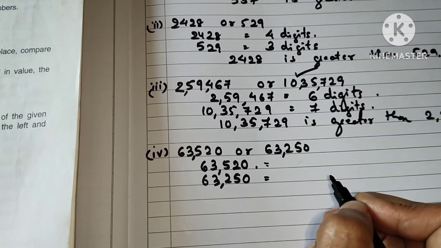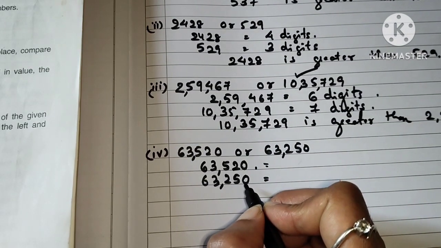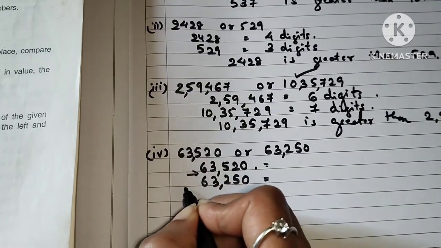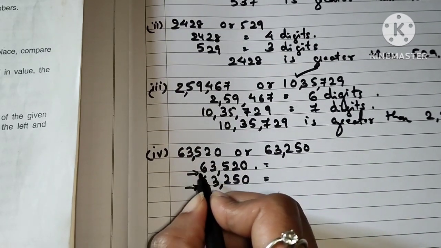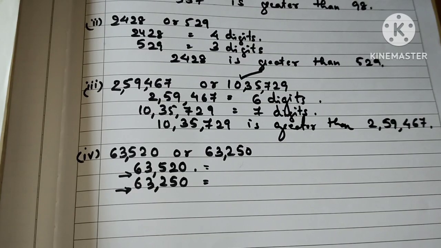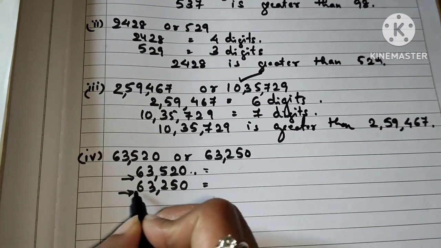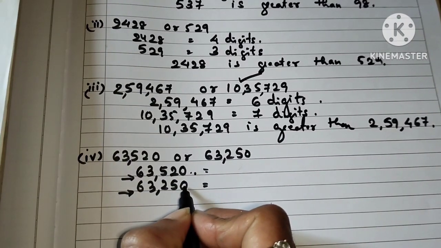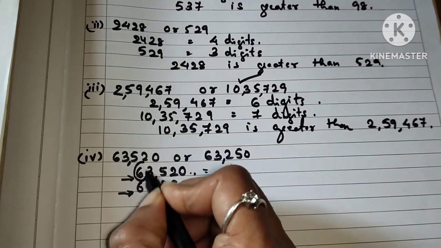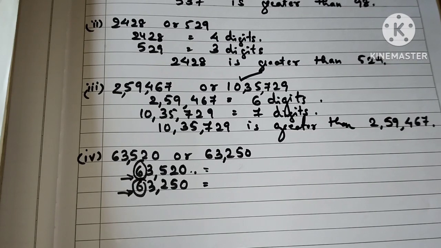So the second rule says that if the two numbers have equal number of digits, we adopt the next rule, that is, compare the digits from the leftmost place. We have to compare the digits from the leftmost place. Okay, now here 63,520, 63,250. We have to compare from the leftmost place. But the first digit, 6 and 6, is the same digit. We cannot judge which is greater, isn't it?